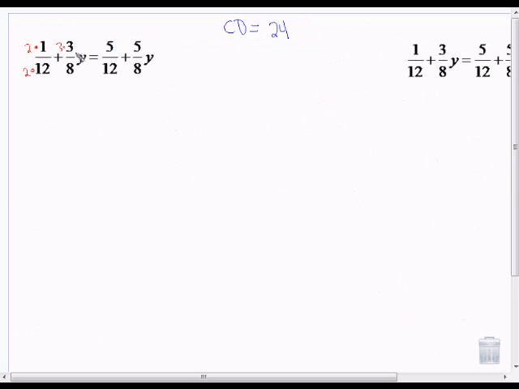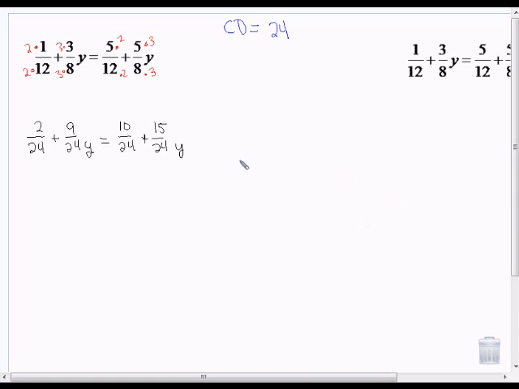Okay, so multiply these by 3 times 2 times 3. And I get 2/24 plus 9/24 y is equal to 10/24 plus 15/24 y. Are we having fun yet?